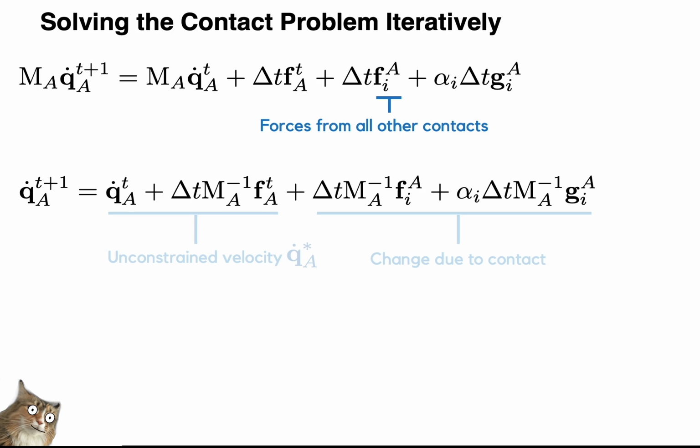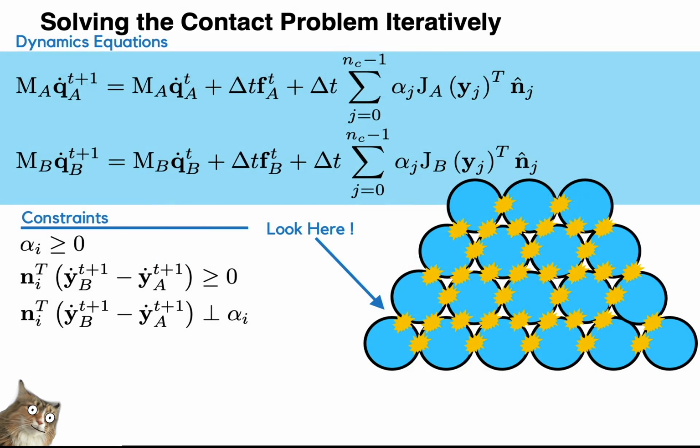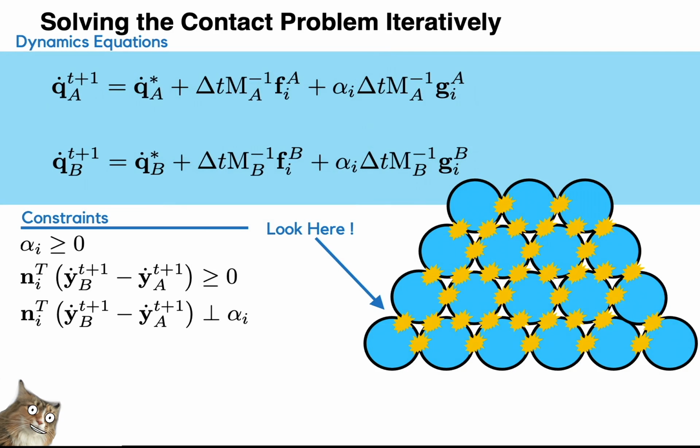The velocity in response to contact can be divided into the unconstrained velocity of the rigid body, the velocity we would get if simulating in the absence of any contact whatsoever, and the change in velocity due to our contact forces. And we can perform a similar derivation for our second rigid body B. So now we can replace our original discrete update equations with our new velocity updates. And that gives us the following.